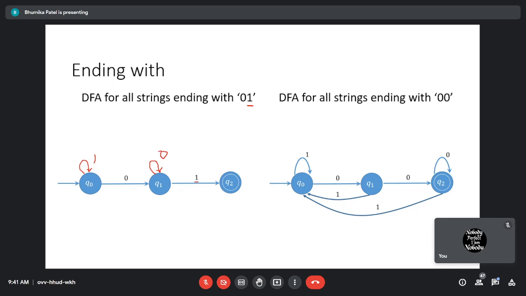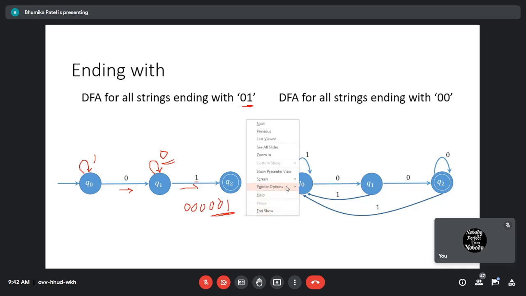In this case, we can take a self loop here, because if I read any number of zeros from here, it doesn't matter how many 0s I read, and it will always end with 1. So the last two characters will always be 0 1, which is our pattern. Does everyone understand?